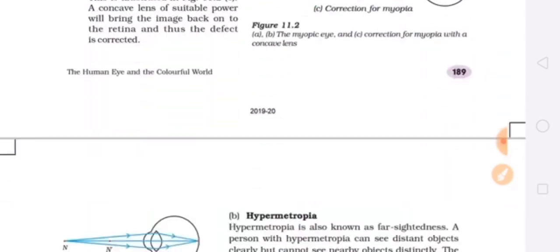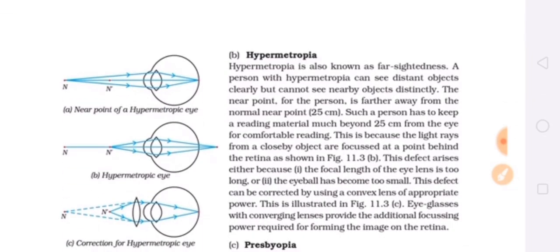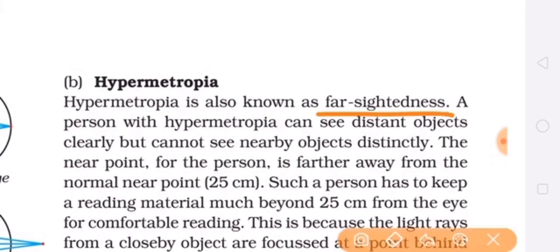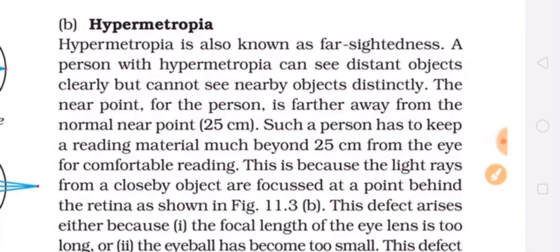Now let's move to another defect, that is called hypermetropia. My dear students, hypermetropia, the other name is farsightedness. The other name of myopia was nearsightedness. If the person is suffering from hypermetropia, he can see the distant objects clearly but cannot see the nearby objects distinctly, that is, clearly. It is just opposite to myopia. So if you learn myopia, just opposite of that is hypermetropia.